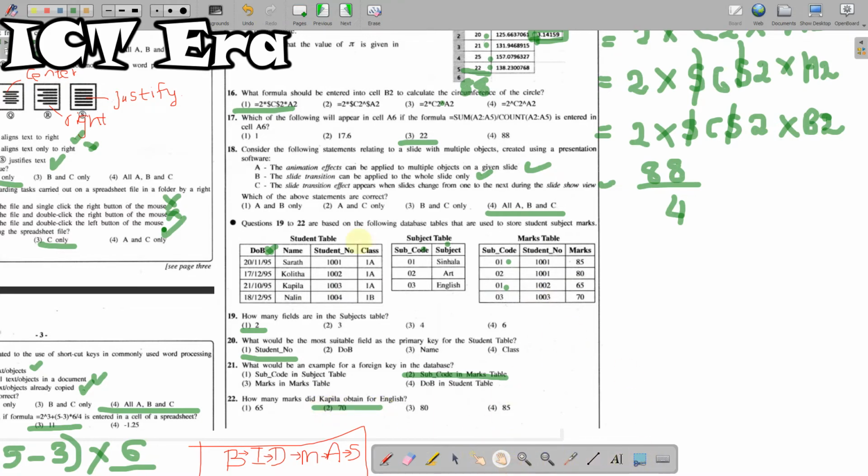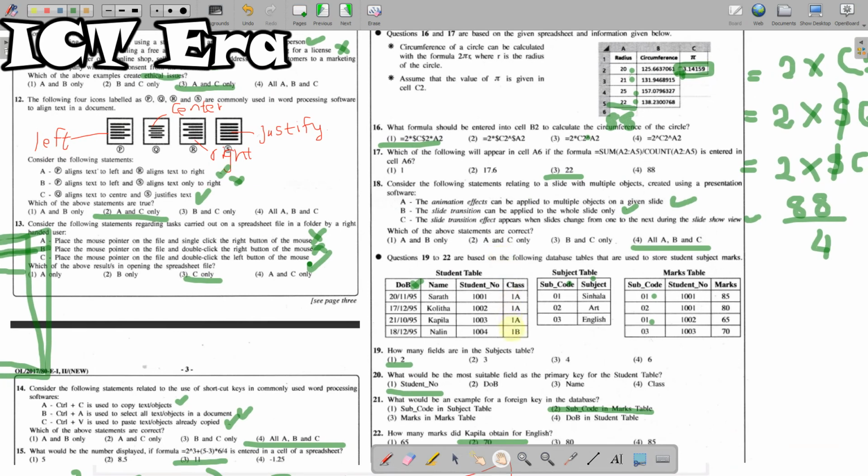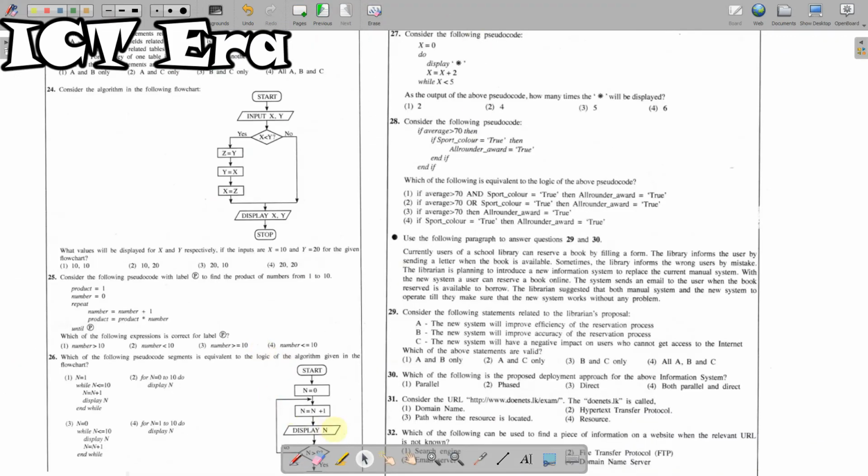Right. So we discussed the next 12 questions. Let's discuss another 10 questions. Okay, 23rd question. Consider the following statements related to the database software. Which of the following are correct? A collection of fields related to one object is a record. Yes. A collection of related tables is called a database. Yes. A foreign key of one table is the primary key of another table. Yes. So the answer is all, A, B and C.